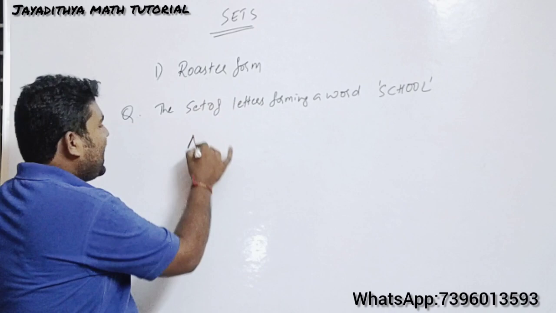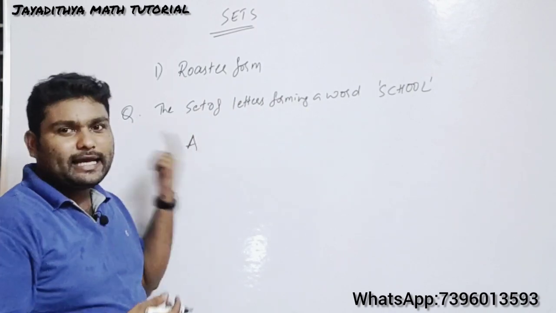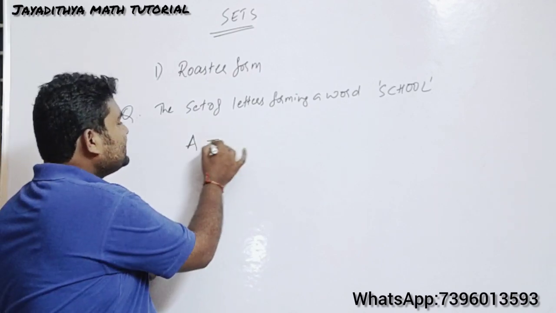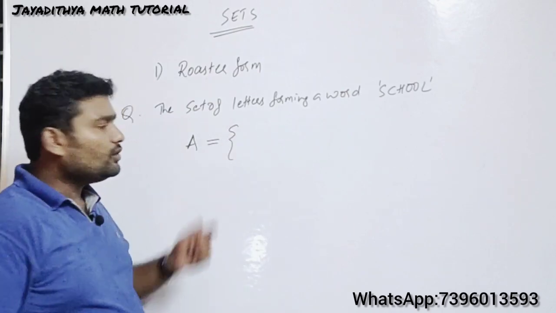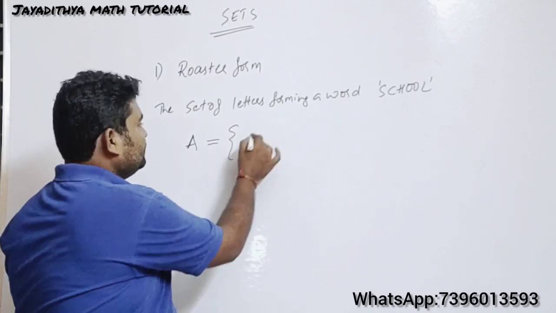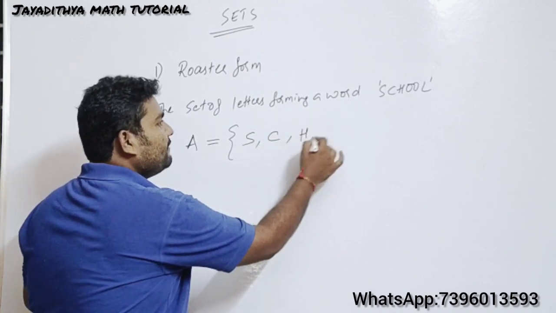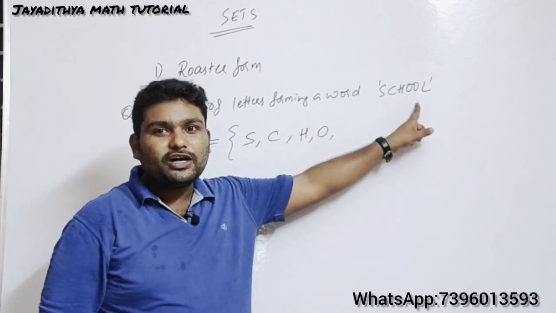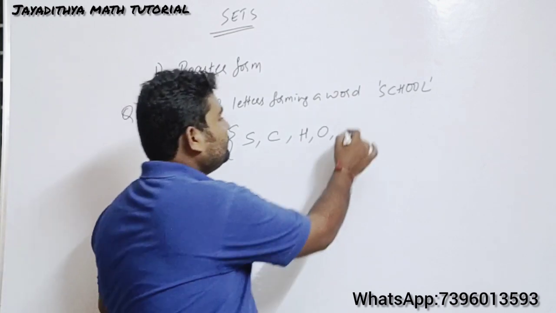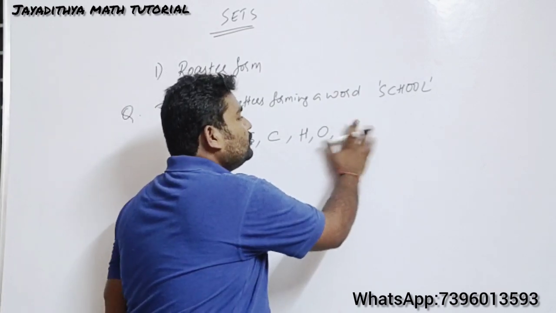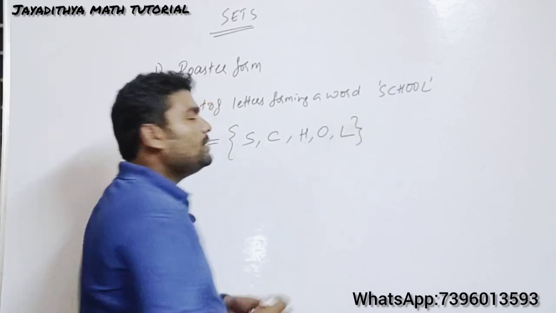Let us take the set as A. Here no set notation is given, so you can take any capital alphabet. I am taking the set as A and writing it in the roster form. What letters will I get? I should have S here, and C, H, and O. In the word you have O two times, but you should take it only once. You should not write one more O here. Repetition is not allowed here. And what is the other letter? That is L.